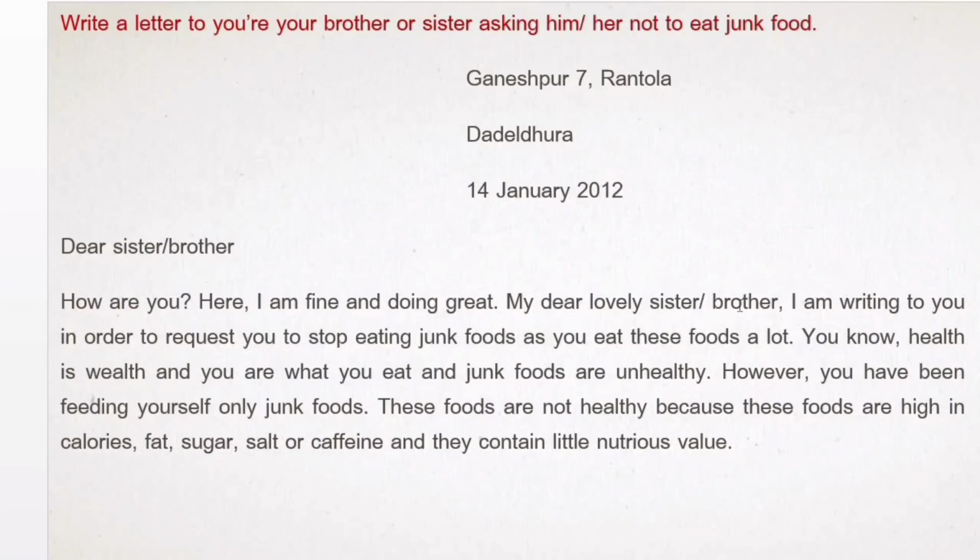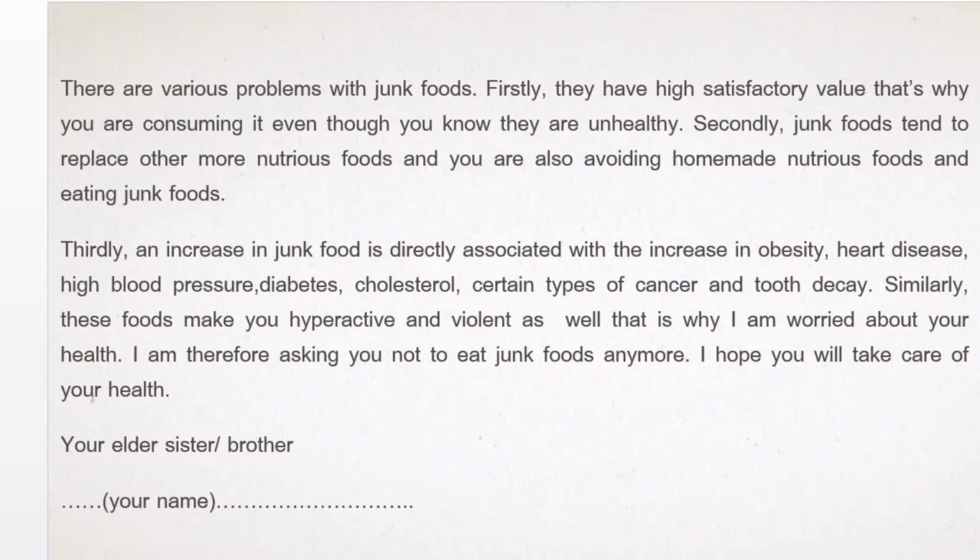So your sister is eating lots of junk foods and you are asking her not to eat these foods. You know, health is wealth and you are what you eat, and junk foods are unhealthy. However, you have been feeding yourself only junk foods. These foods are not healthy because they are high in calories, fat, sugar, salt or caffeine, and they contain little nutritious value. Continue. There are various problems with junk foods. Firstly, they have high satisfactory value. That's why you are consuming it even though you know they are unhealthy.